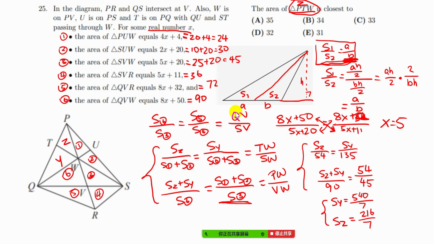And then SZ is the triangle PTW that we are trying to solve for, and it asks for a closest value again. And this is not a whole number, so we round it off. This is approximately 30.86, which is closest to 31. So the area of triangle PTW is closest to 31, and then we choose E. And then now I'm going to talk about some of the 离散数学 stuff, and I'm going to speak it in Chinese.